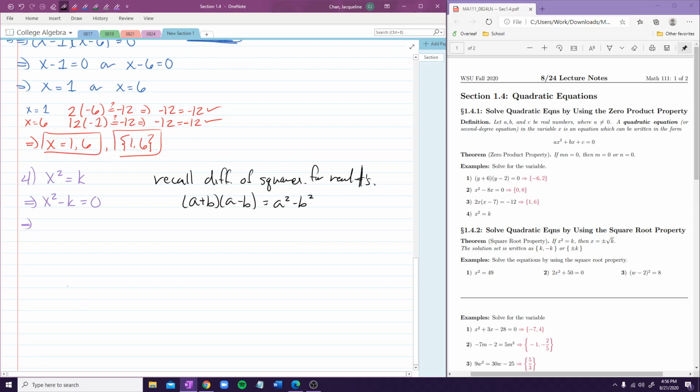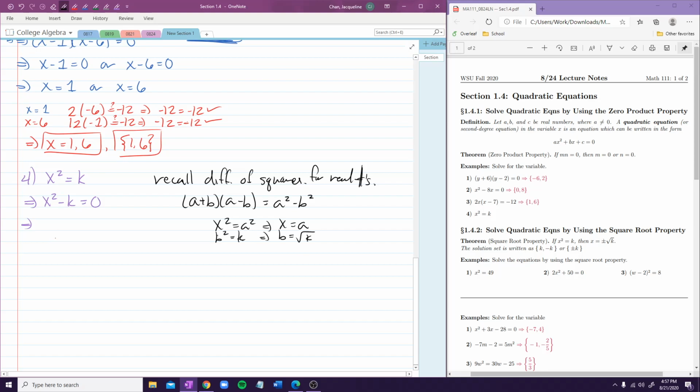Alright? So we're only given two terms. We're given this x squared and this k, and then there's a minus in the middle. So that tells me I can make this a difference of squares. So in this case, we know that x squared is equal to a squared. So what does that mean? That means x is a. And then we have b squared is equal to k. So what squared gives me k? It's going to be the square root of k.